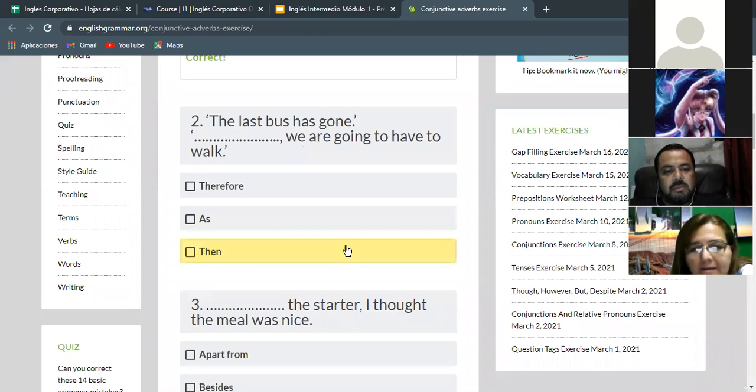Number two. It says the last bus has gone, and then we are going to have to walk. So the last bus has gone.